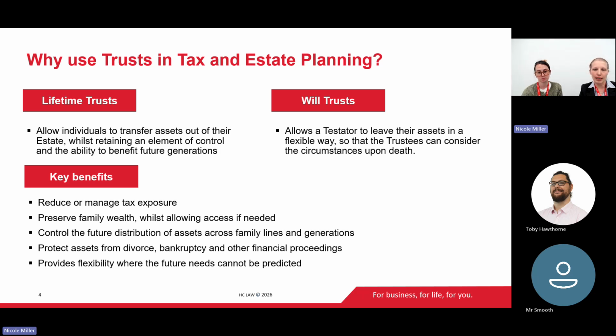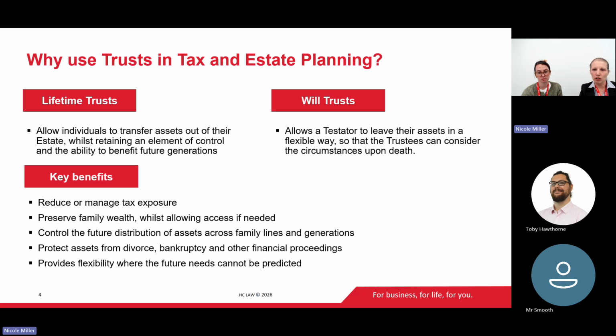And likewise, trusts allow the testator, that's the person who's preparing the will, to leave their assets in a flexible way on their death. So the trustees can consider the circumstances at the given time when they're looking to then administer the trust. So there's a number of benefits depending on the nature of the trust and the way the trust has been drafted. As I said, there's a couple of different types of trusts out there. We're just looking at the key ones today, but depending on what type of trust you're using, the benefits might change, the taxation might change. So it's really important to understand your particular trust.